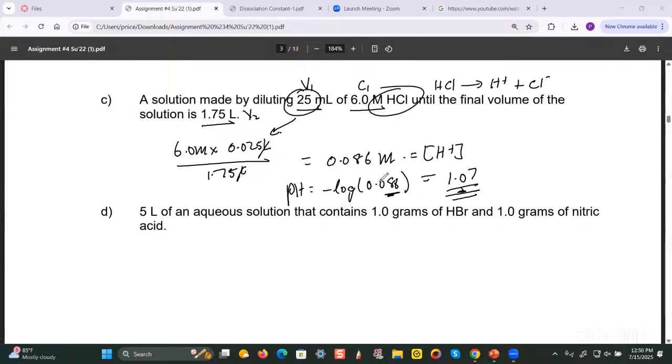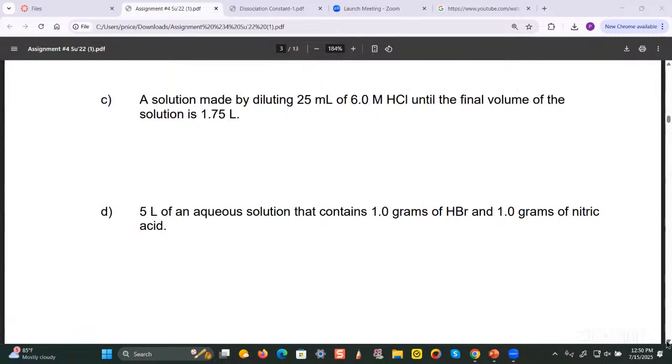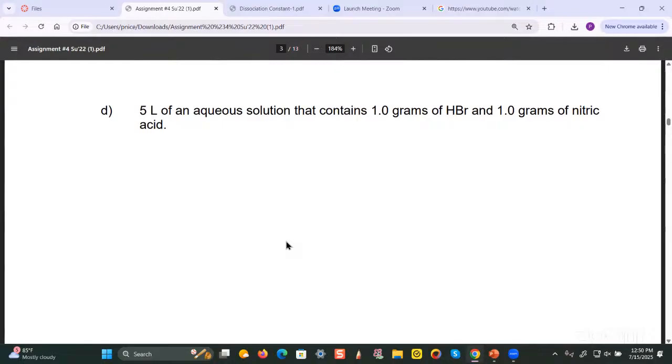Okay, moving on to D. Let me clear this first. Let's scroll down. This question says a 5 liter aqueous solution contains 1.0 grams of HBr and 1.0 grams of nitric acid. We have to find the pH of that solution. Let me hear your ideas about this one. Add the two together. Yeah, but you have to do something first, before you add anything together. Exactly, so let's do that.